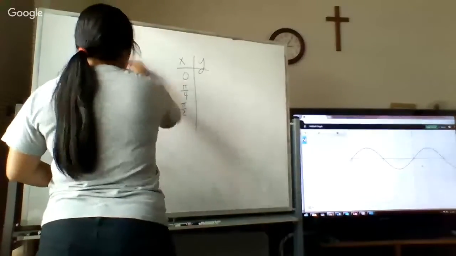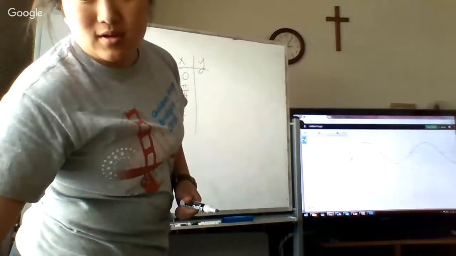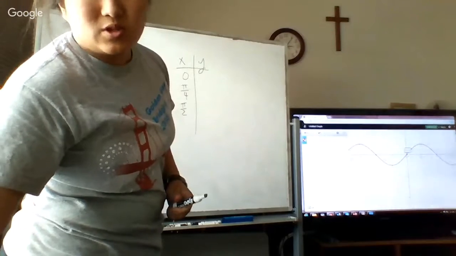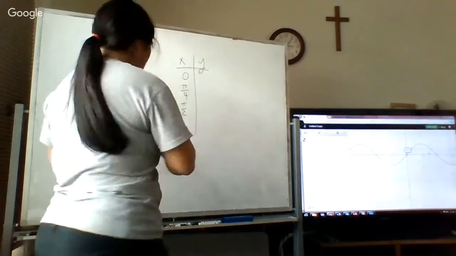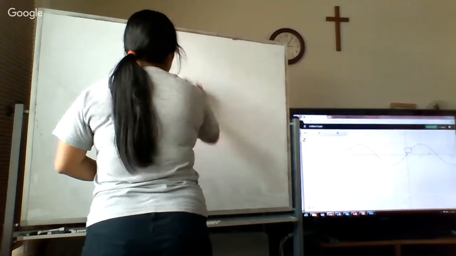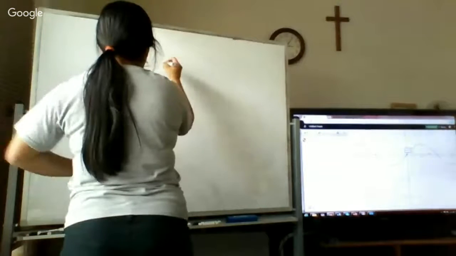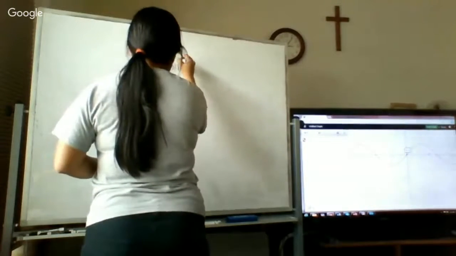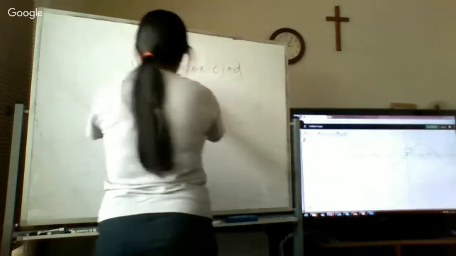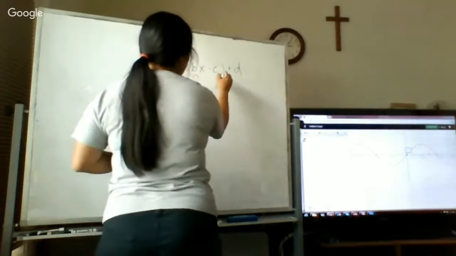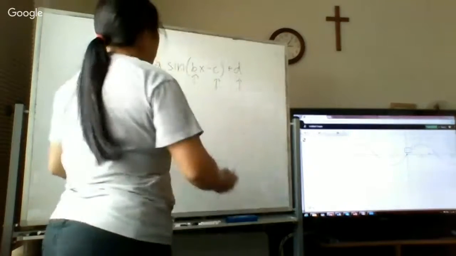So your parent function for sine x looks like this. A couple things to notice is that it passes straight through the origin, and if we write the parent equation as y equals a sine bx c plus d, all these variables, a, b, c, d, we've already worked with this kind of stuff. It's just transformations. That's the only thing we're doing.